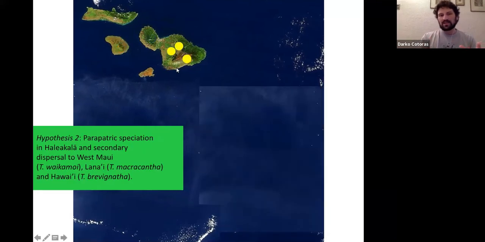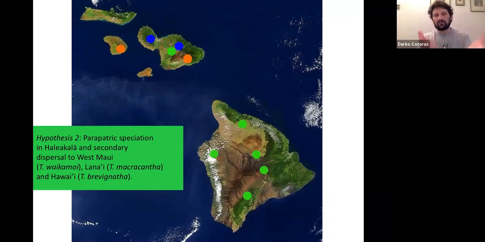Another hypothesis is they all evolved in the same volcano in Haleakala with parapatric speciation. So ancestral species with 3 isolated populations turn into 3 species, then they move around and reach the current distribution. These 2 hypotheses are extreme cases. Most likely, you can imagine intermediate cases where parapatry happened for 2 species and a third one evolved in allopatry somewhere else. Also, you can imagine more complex scenarios where all the species colonize all the islands.